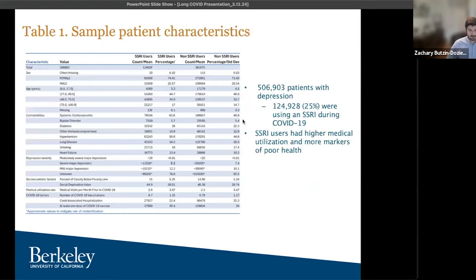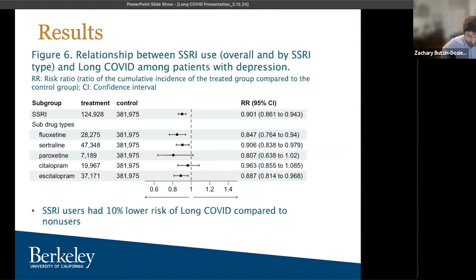So to jump into our Table 1, our sample included 507,000 patients, where about a quarter of them were using an SSRI during acute COVID-19. And we found that SSRI users generally had higher healthcare utilization and more markers of poor health. For our results, we found that SSRI users had a lower risk of long COVID compared to non-users. And that'll be that first row at the top. We also evaluated the relationship between SSRI use and long COVID among the subgroups of different SSRIs, but we didn't find evidence of effect measure heterogeneity depending on SSRI type, which was pretty consistent with the insights of our clinical or psychopharmacologic colleagues, who indicated that all of these SSRIs would have a fairly similar mechanism.